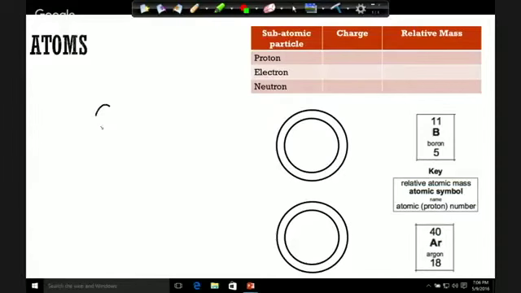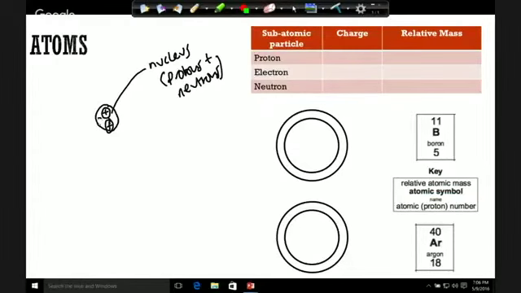They will have a nucleus in the middle, and this nucleus will contain protons and neutrons. The protons, I'm just going to put as a little plus here in the middle, and the neutrons I'm just going to put as plain circles like that. I'll explain why in a minute. So you need to know that the centre is called the nucleus, and that's where the protons and neutrons are.